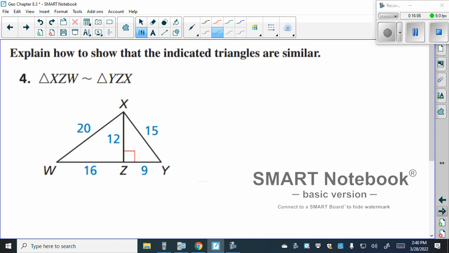Are we given 3 sets of sides in both triangles? Well, yeah, we can go on and use side, side, side. Why try to find the angles if we're already given 3 sets of sides?